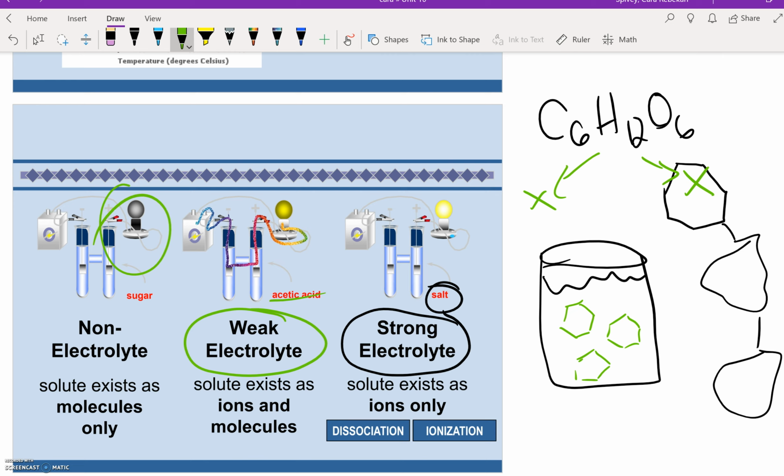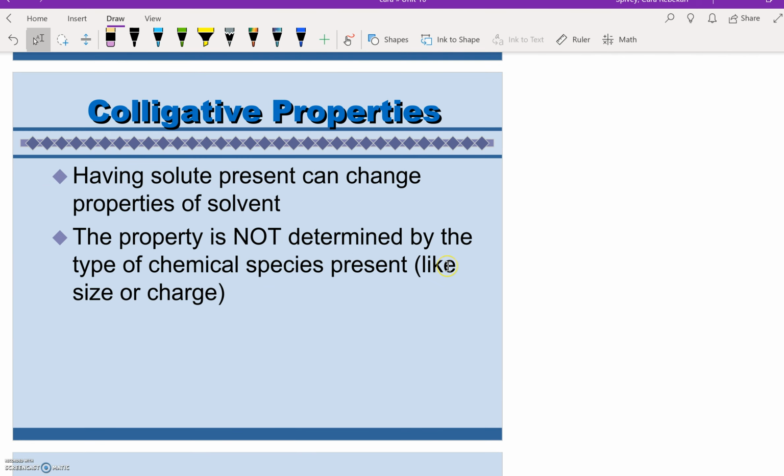So there you have it. A non-electrolyte is going to have only molecules, no dissociation. A weak electrolyte is going to have some molecules and some ions, so partial dissociation. And strong electrolytes are going to have full ions only, so the entire molecule dissociated.